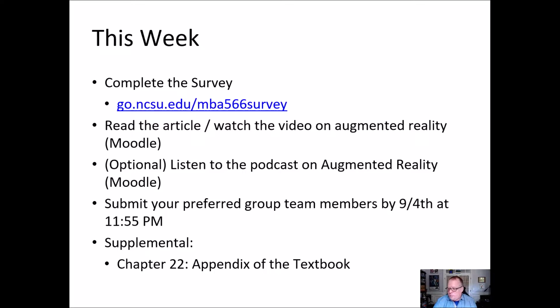And then most importantly, start thinking about your team members. And we'll get into the group project a little bit during the first couple of sync sessions. But you want to submit your preferred group team members by September 4th at 11:55 p.m. If you don't submit a preferred group team member, then you're just going to get randomly assigned to a team. So please do submit those by September 4th at 11:55 p.m. That gives you about 2 weeks to kind of get all that in.